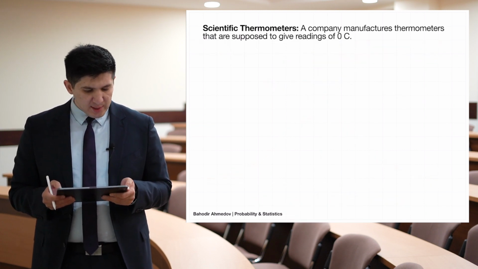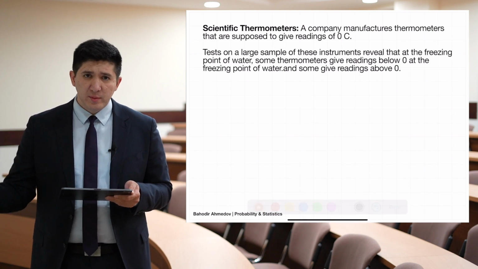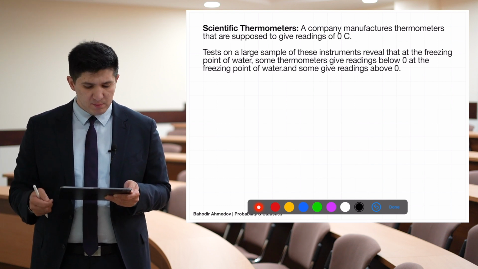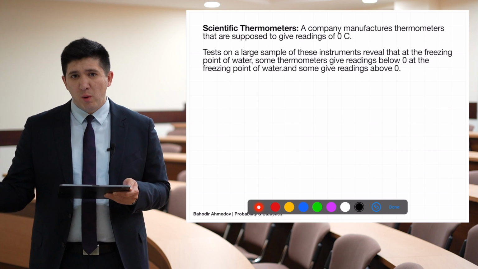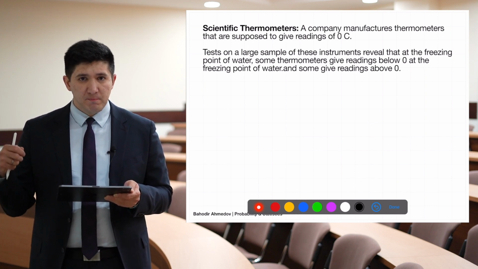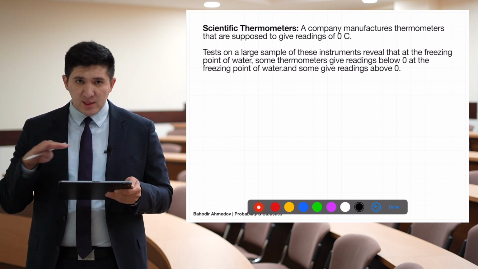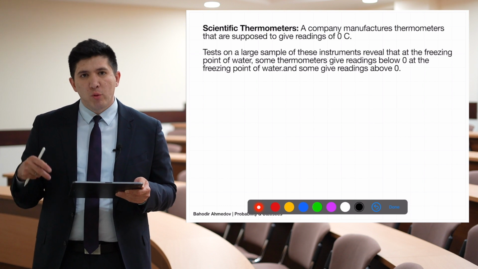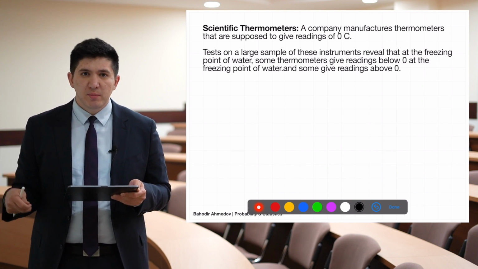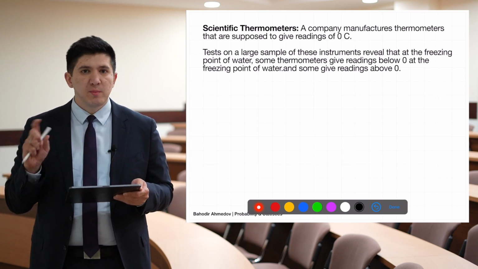Okay, so let's do an example. Let's say a company produces thermometers which measure 0 degrees Celsius when the water freezes. But again, not all of the thermometers are good enough. Some are going to measure a temperature less than 0 when the actual temperature is 0, or some of the thermometers are going to measure a temperature above 0 when the water freezes. Okay, so they have some error.